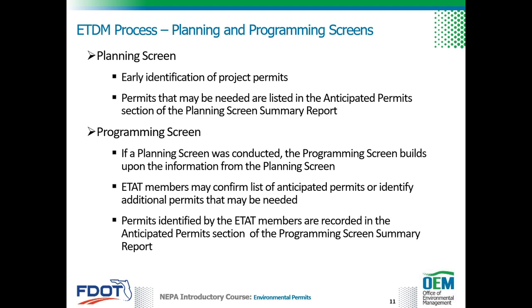If a planning screen was conducted, the programming screen builds upon the information from the planning screen. ETAP members may confirm a list of anticipated permits from the PED or identify additional permits that may be needed. Permits identified by the ETAP members are recorded in the Anticipated Permits section of the programming screen summary report.